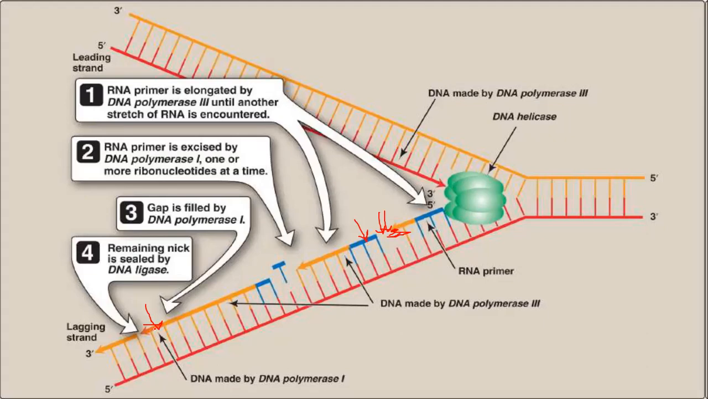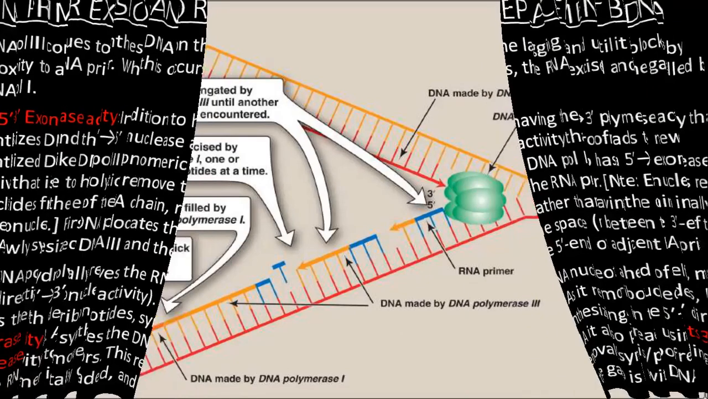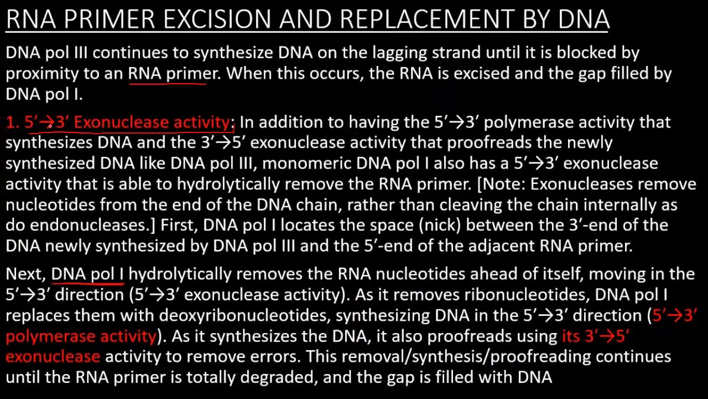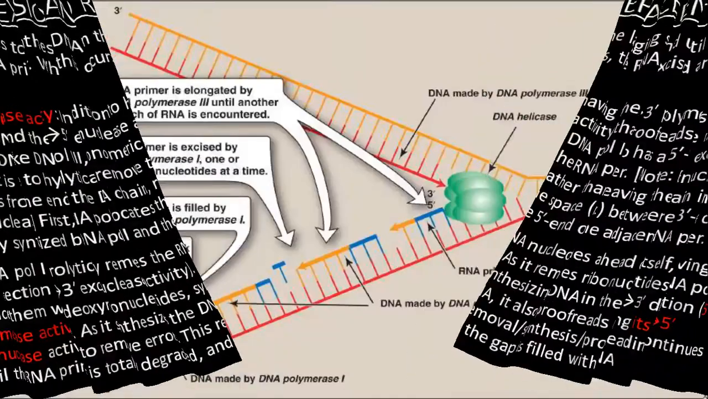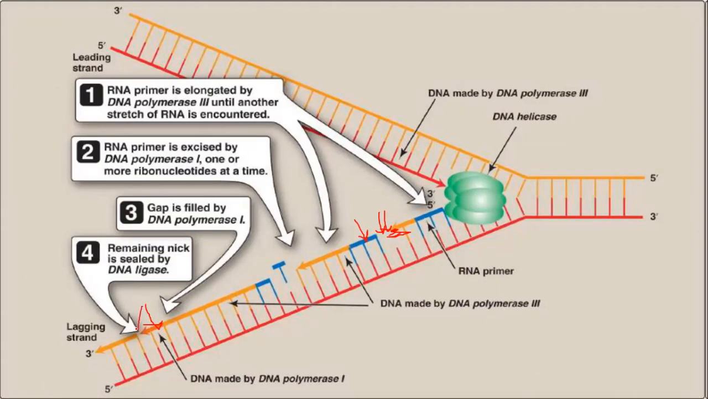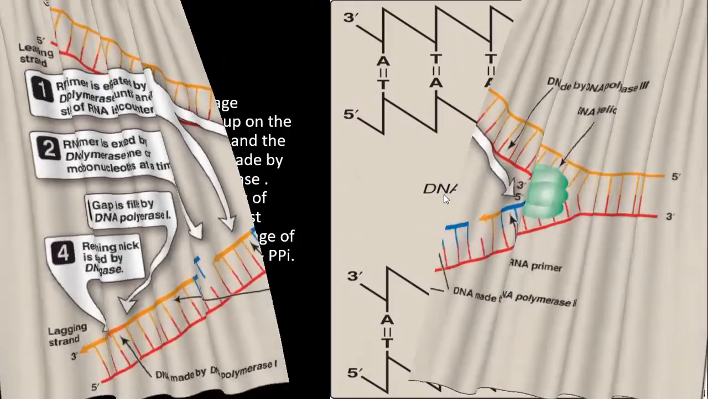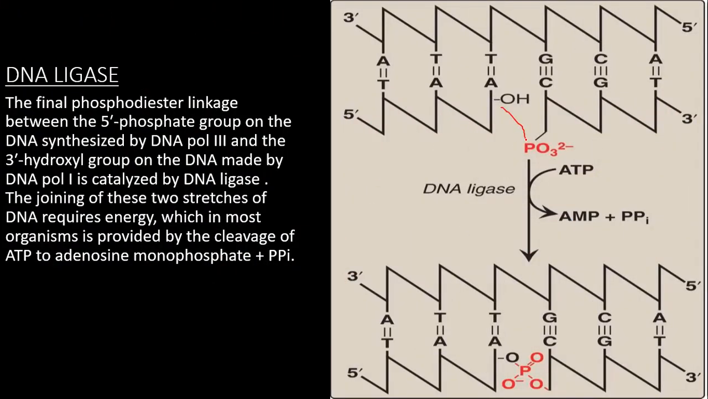So it is a very busy enzyme. It has 3 activities as shown here: a 5' to 3' exonuclease for removal of the RNA ribonucleotides, a 5' to 3' polymerase for addition of the DNA nucleotides, and a 3' to 5' exonuclease for proofreading. Then after that is done, we need to ligate here. So DNA ligase comes in, as shown here. DNA ligase will ligate this, and this reaction requires ATP.